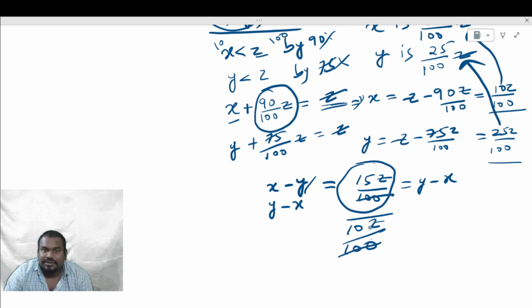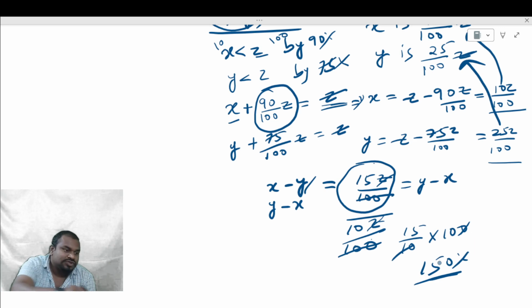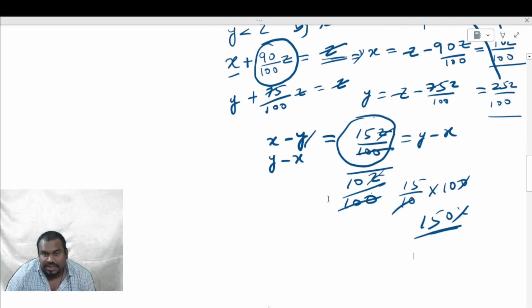Okay, so Z cancels. It is 15 by 10 into 100. Why into 100? Anything to be converted into percentage means you have to multiply with 100. So 150 is the percentage. So the first number should be increased by 150% to become equal to the second number.